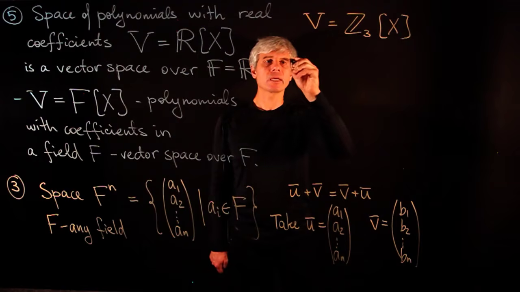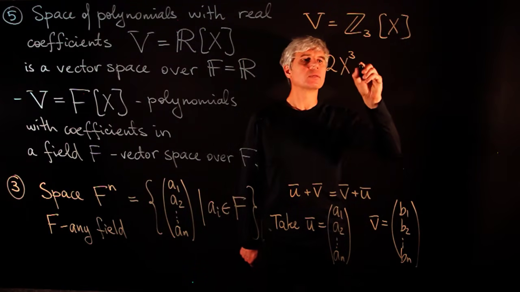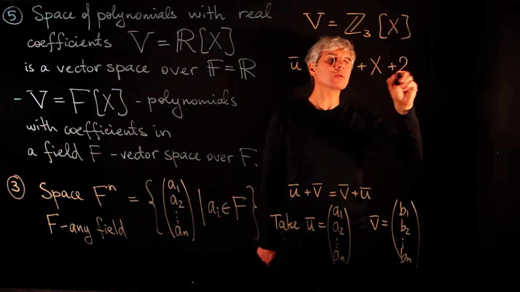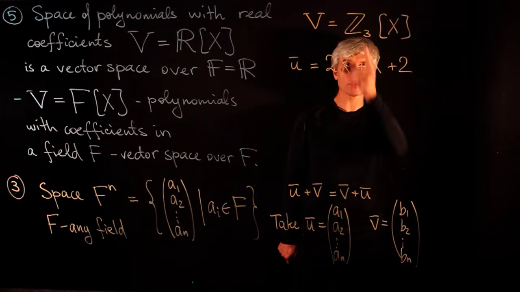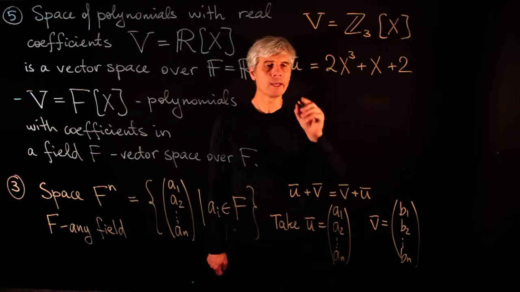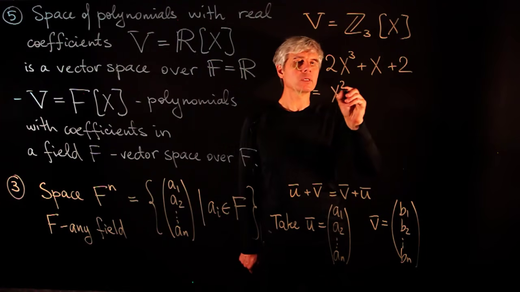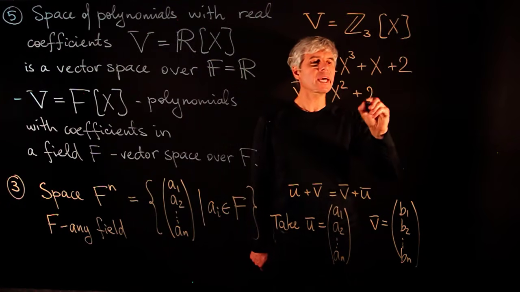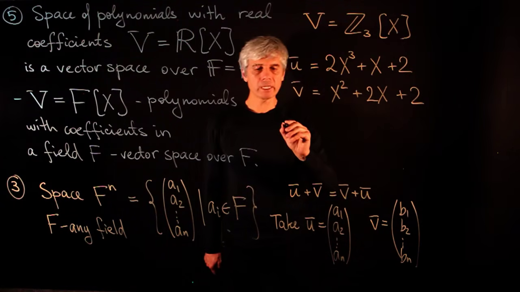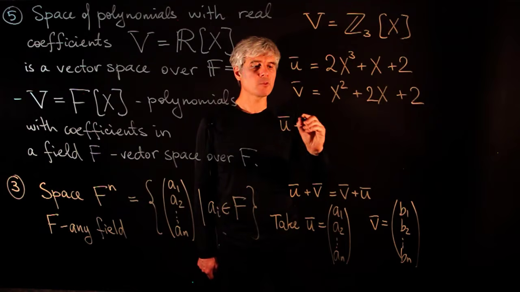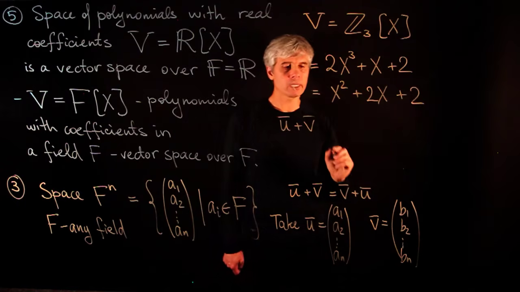And let's just take as an example, so U will be 2x cubed plus x plus 2. So this is a polynomial, and the coefficients here are remainders from Z3. So these are 0, 1, or 2. And V is going to be x squared plus 2x plus 2. Now, what is U plus V? What's the sum of these two vectors? So here we add these polynomials.